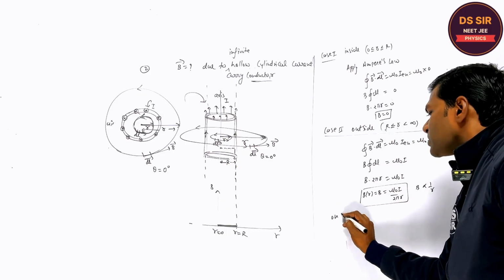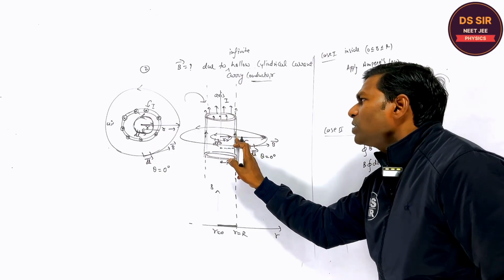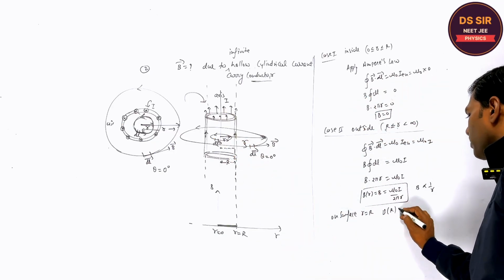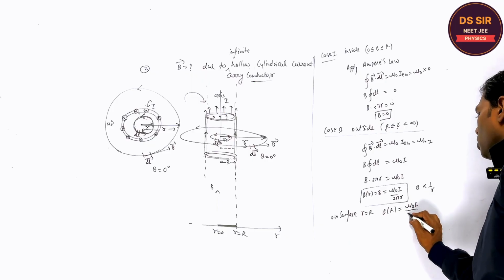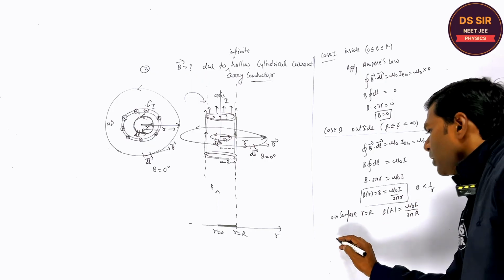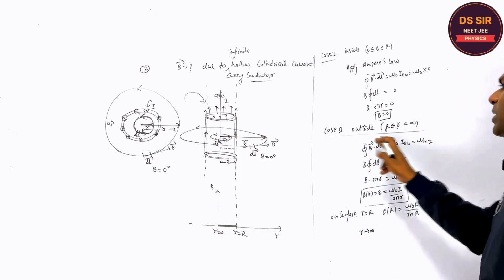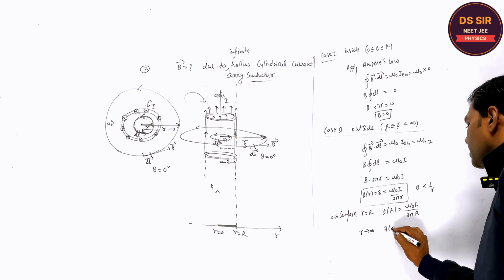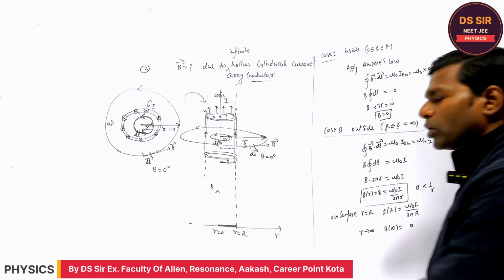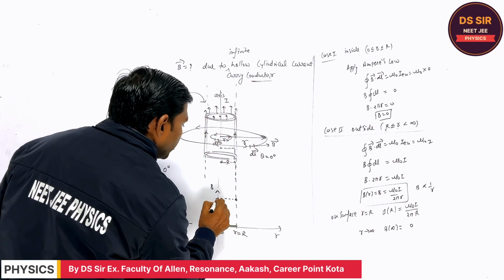So on the surface, at this point, what is the magnetic field? You will write mu naught I upon 2 pi capital R in place of this small r. And at infinity, when the point P lies at infinite distance, 1 upon infinity is equal to 0.